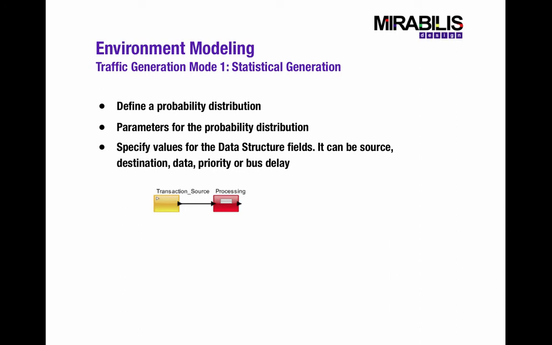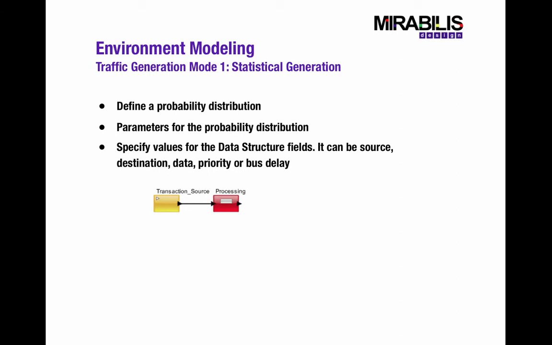Now, in what follows, we're going to talk about several modes of traffic generation. This is an illustrative list, but not an exhaustive list. Consider traffic generation mode number 1, which we label statistical generation. Here we will define a probability distribution and the parameters for that probability distribution in the transaction source. Distributions such as the exponential distribution, the normal distribution, the uniform distribution, and others.